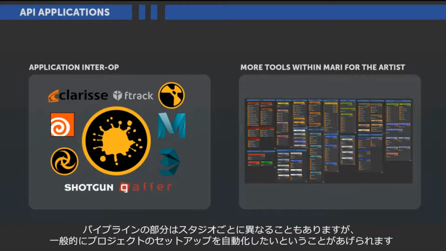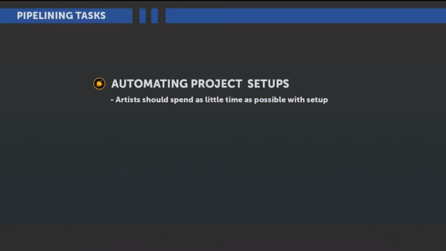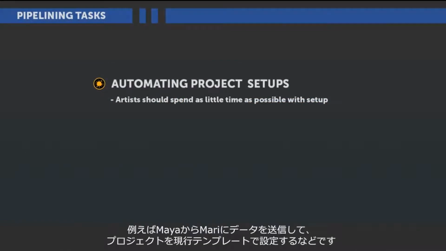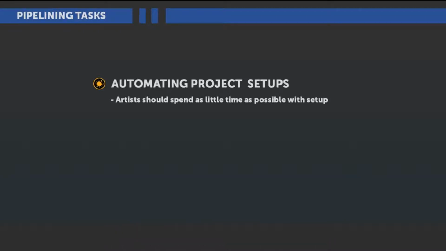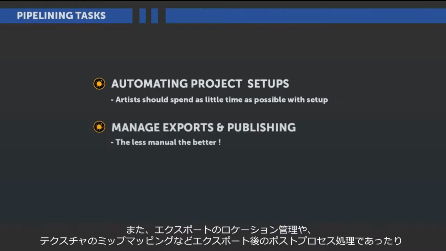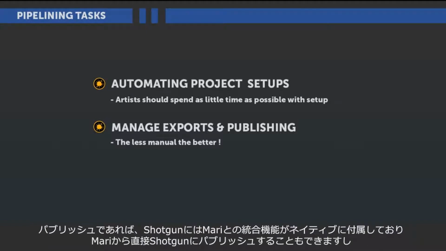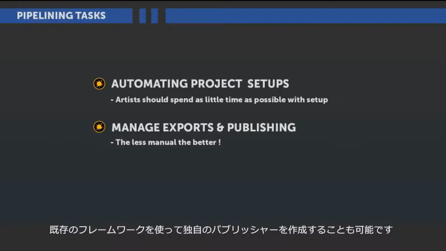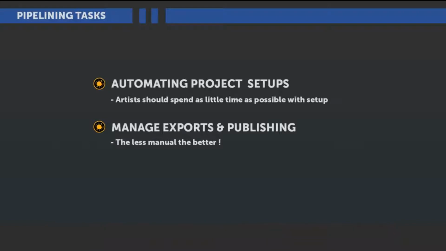The pipeline part is oftentimes quite studio specific, but the general themes are usually that you want to automate your project setup. So for example, sending data from Maya into Mari and having the artist's project set up for them with correct templates, etc. You also want to manage the export location or for example, launch a post process after exporting for texture map mapping or something like that, but also publishing. And for example, Shotgun natively comes with a Mari integration, so you can directly publish from Mari into Shotgun or use the existing framework to write your own publisher, which you can do with or without Shotgun really.